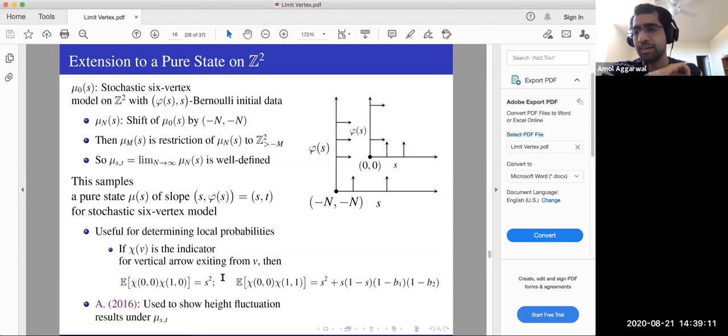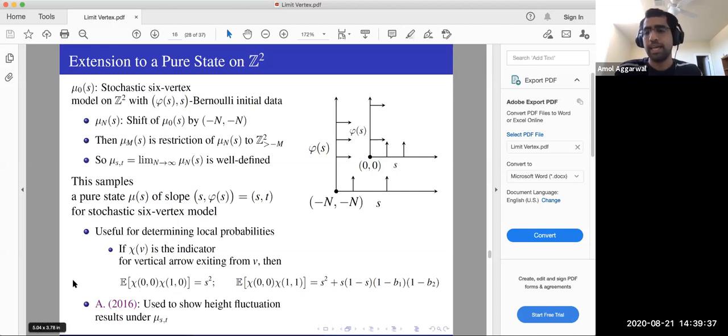The proof of the translation invariance is more or less in what I said. The proof of the extremality is not hard, but it takes a little bit. It's like a page. So anyway, this gives you a pure state which I'll call mu of s, or mu of st, of slope st for this model. And this is actually useful. I mean, you can actually compute things with it. So if you want to determine local probabilities, you can do that, for example.